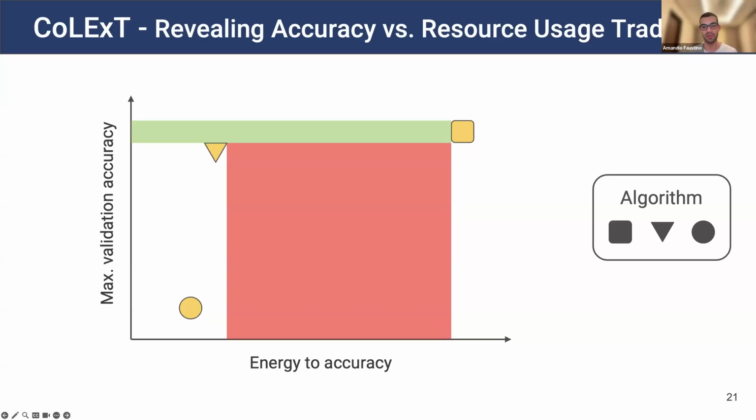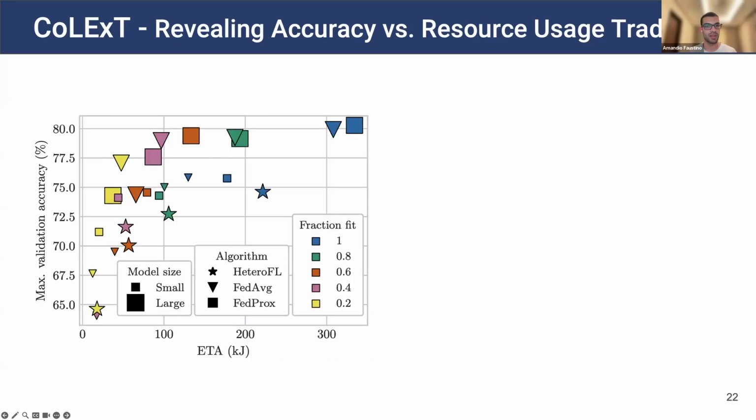all of this energy that you're expending to achieve it, especially if you're working on devices where energy is very limited or a very precious resource. So to play with this idea, we actually tested 3 federated learning algorithms on Collext with different model configurations and different percentages of client participation per round. And our results do show that some algorithms consume significantly more energy for very small accuracy improvement.